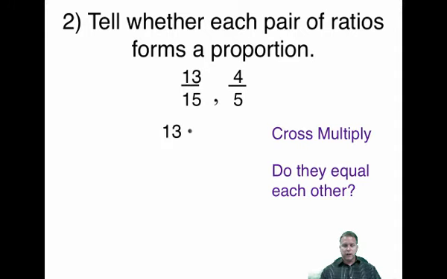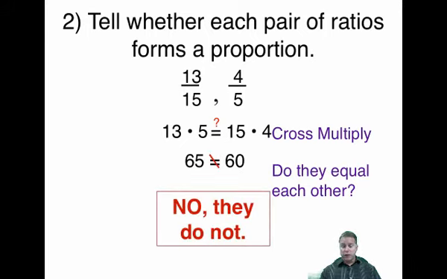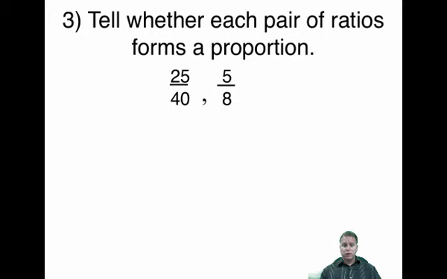So we have 13 times 5. Is that equal to 15 times 4? Well, if we cross multiply, we get 65 and 60. Those are not equal, so this does not form a proportion. Would you try number 3, please?